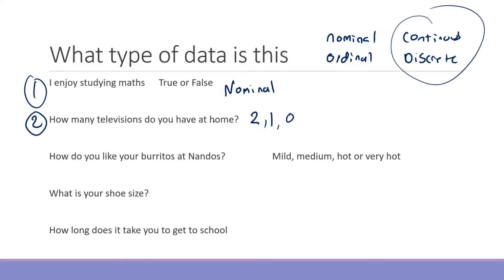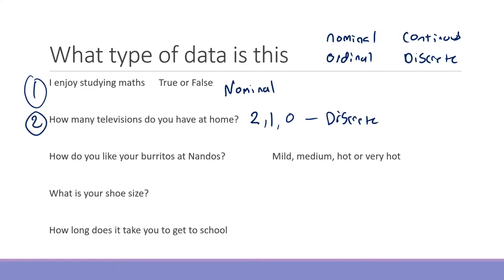Can we measure this more accurately? Well, no, I can count how many televisions. I don't need a ruler. It doesn't matter how accurately I get to the answer. This is going to be discrete. You can't continue to measure it. Once you've counted one TV, you can't go, oh, there's 1.00 TVs. No, that's it. Once you've counted it, you're done. Remember, discrete is about counting.